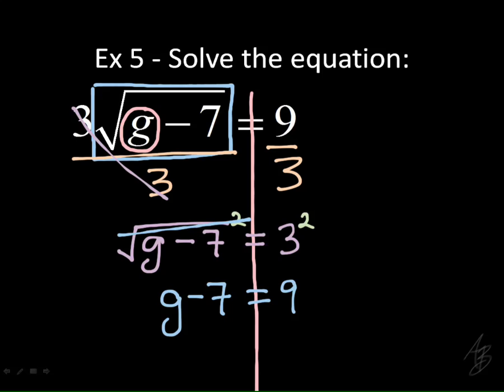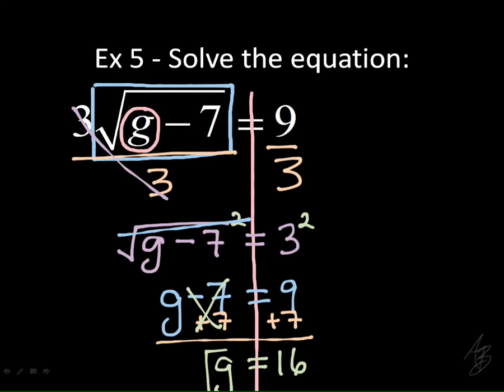And then add 7 to both sides. 7's cancel. We get G is equal to 16. That's not too bad, is it?